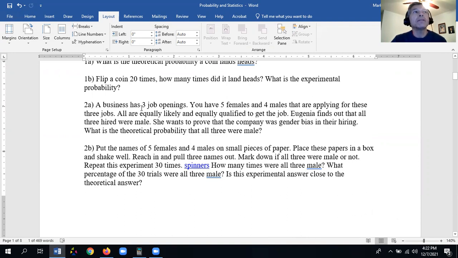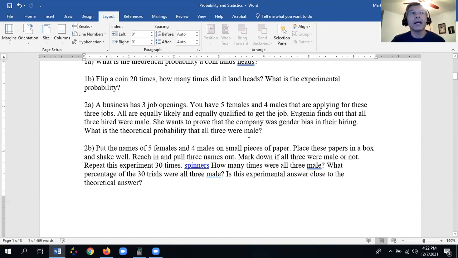So this one says a business has 3 job openings. You have 5 females and 4 males, 9 people total, that are applying for these 3 jobs. All are equally likely and equally qualified to get the job. Eugenia finds out that all 3 hired were male. That's kind of suspicious, isn't it? She wants to prove that the company was gender biased in their hiring. What is the theoretical probability that all 3 were male?